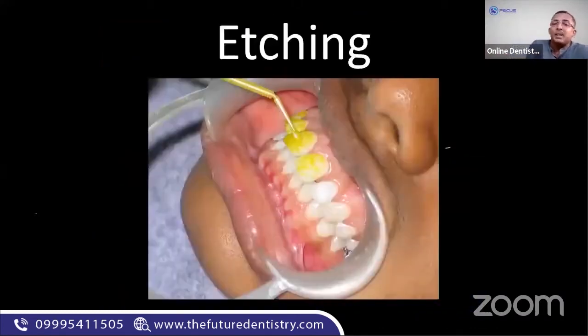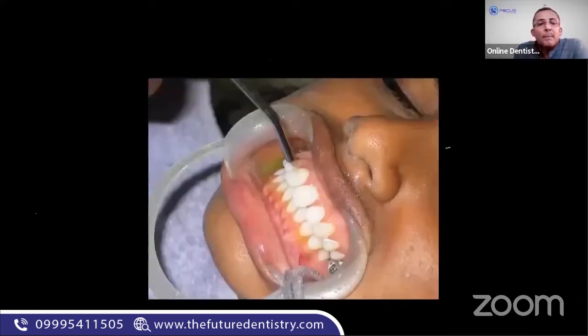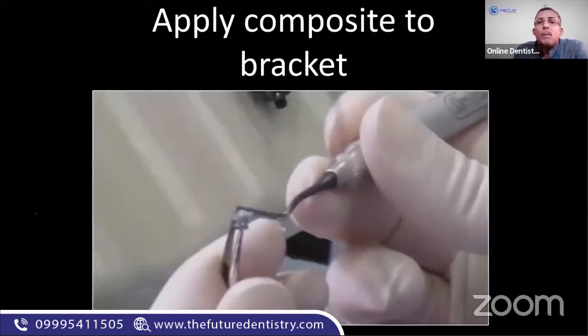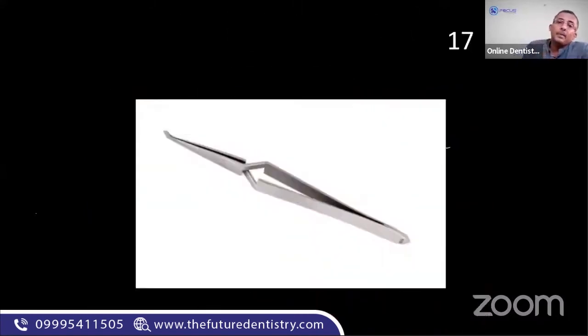Now coming to bracketing quickly, how do you do the bracketing in straightwire? You do etching first, wash it off, dry it off completely, get the etched frosty surface, apply the primer, apply the bonding, and then apply composite to the base of the bracket. Now, that can be a question. This was a question last year in NB.